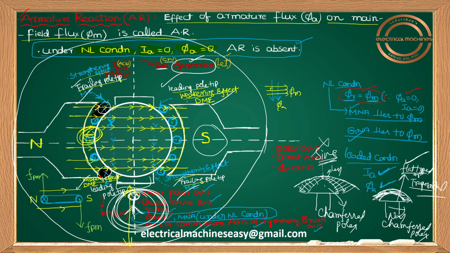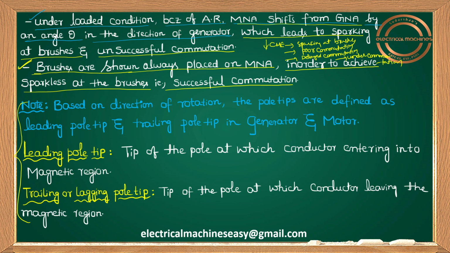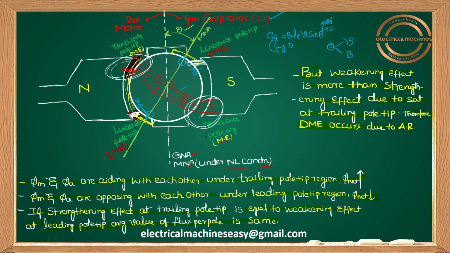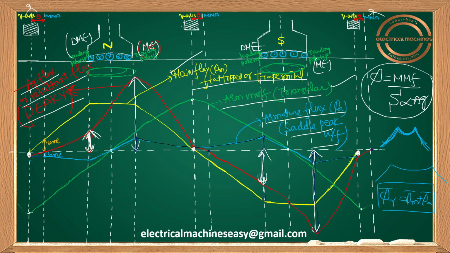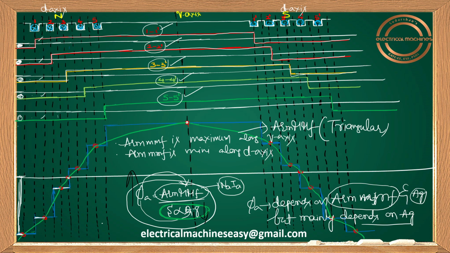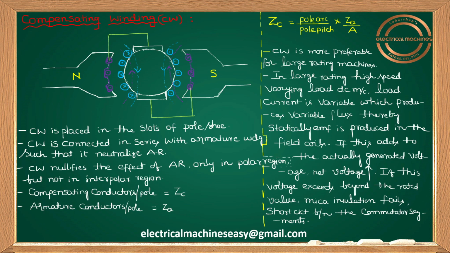I think in the last sessions we started armature reaction. I already told you that because of armature reaction you are going to have two effects. Number one is the demagnetizing effect. Number two, cross magnetizing effect. To reduce the cross magnetizing effect, we went for shifting the brush along MNA, but that was an outdated method. Nowadays we are using interpole windings. In the last session I also explained waveforms. Now in this session, let me discuss compensating winding.